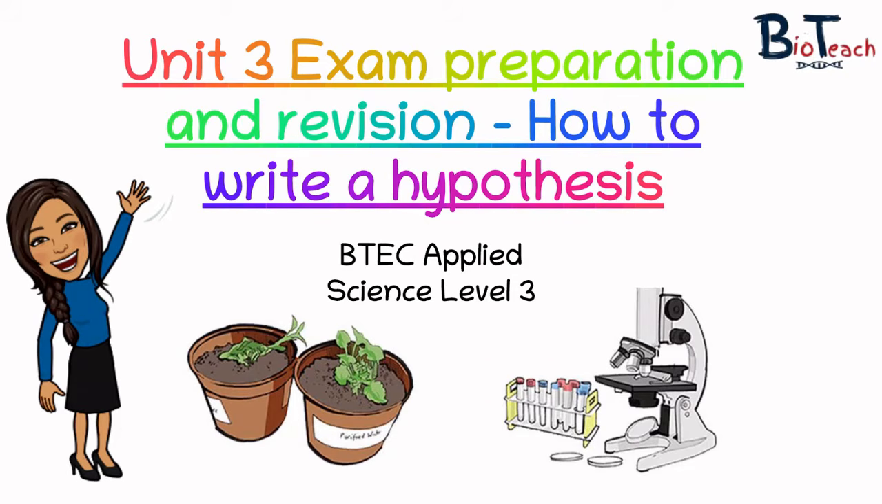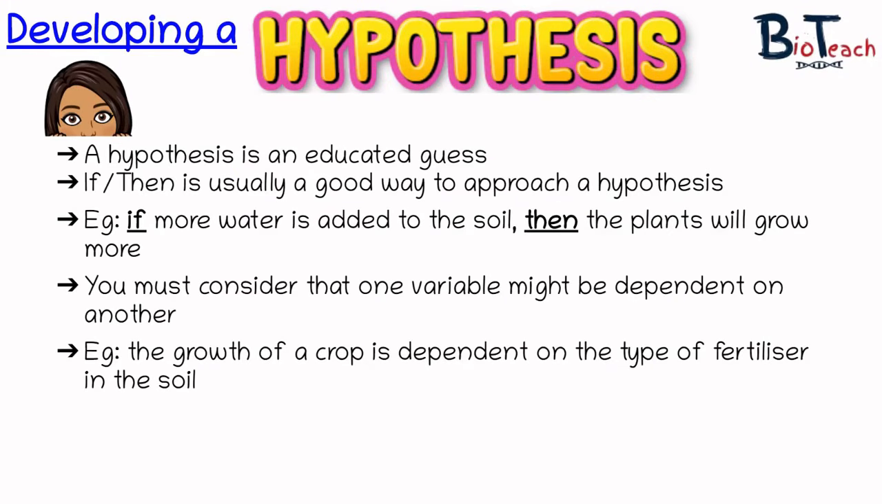It's also an area where students lose most marks, as their hypothesis is too simple or does not include all the variables that they need to. So let's have a look at how we develop the hypothesis. All a hypothesis is, is an educated guess. You'll probably know some facts or be provided with some information which will allow you to predict what might happen in an experiment. Words like if and then are good to use when you first approach a hypothesis.